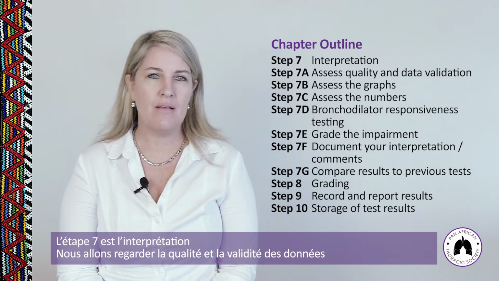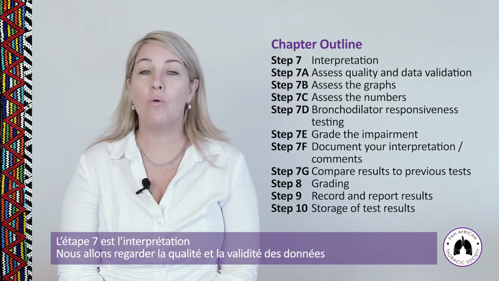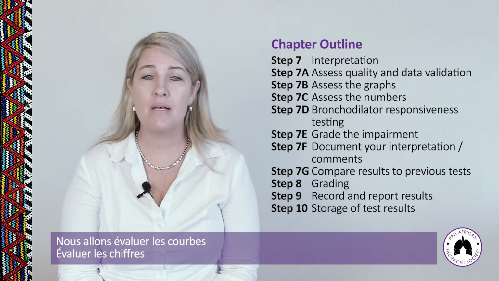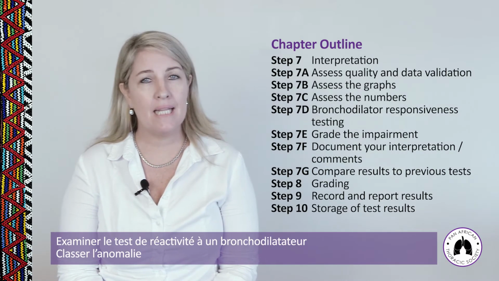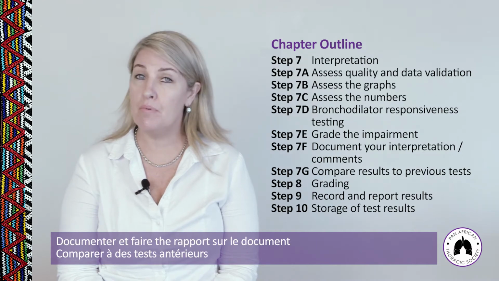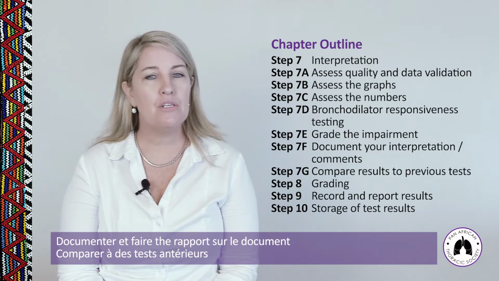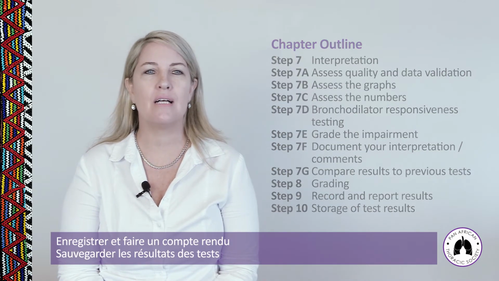Now, step 7 is interpretation. We are going to look at the quality and data validity. We're going to assess our graphs, assess the numbers, look at bronchodilator responsiveness testing, grade the impairment, then document and put our comments on the report itself, compare to previous tests, record and report, and store our test results.